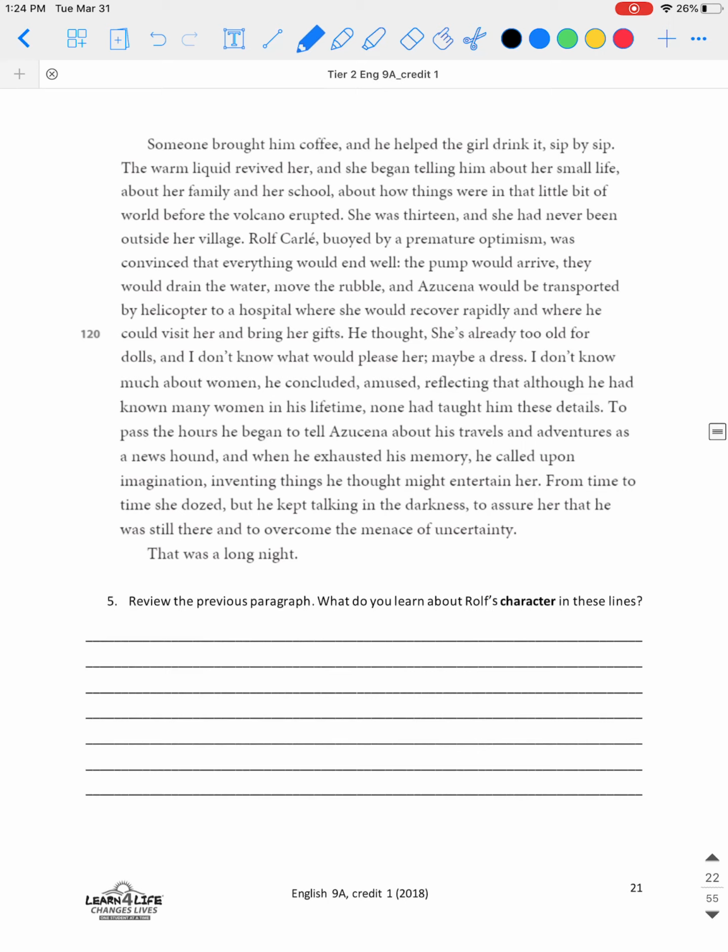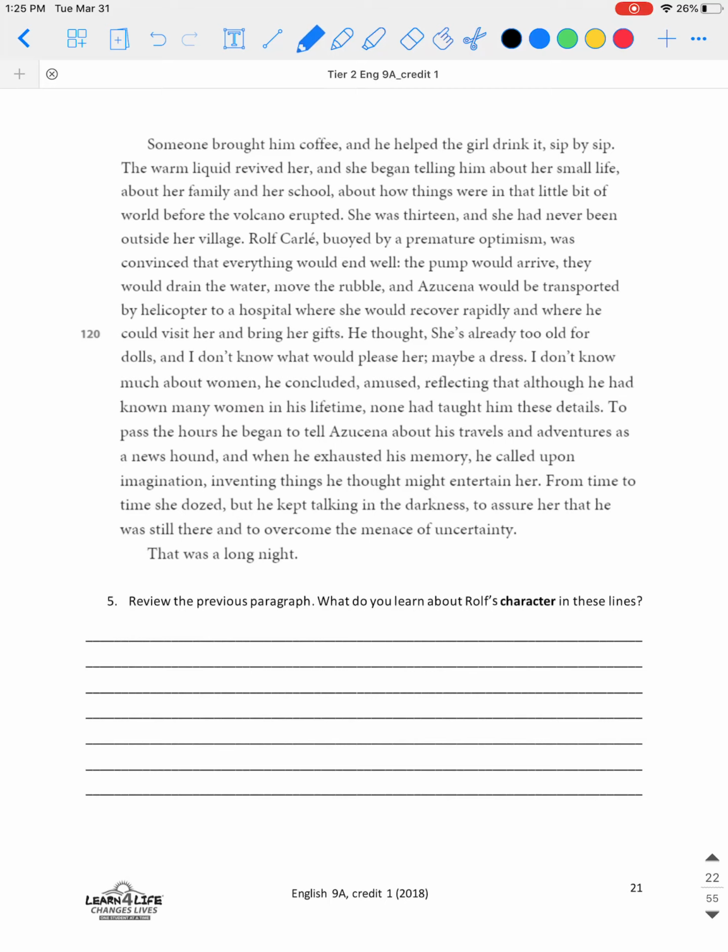Someone brought him coffee, and he helped the girl drink it, sip by sip. The warm liquid revived her, and she began telling him about her small life, about her family and her school, about how things were in that little bit of world before the volcano erupted. She was 13, and she had never been outside her village. Rolf Karl, buoyed by premature optimism, was convinced that everything would end well. The pump would arrive, they would drain the water, move the rubble, and Azucena would be transported by helicopter to a hospital where she would recover rapidly and where he could visit her and bring her gifts.